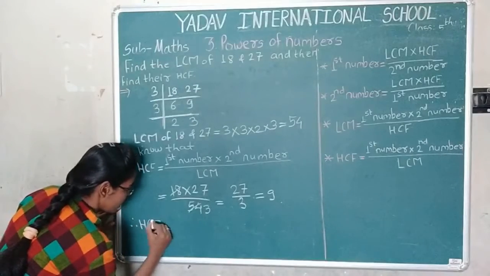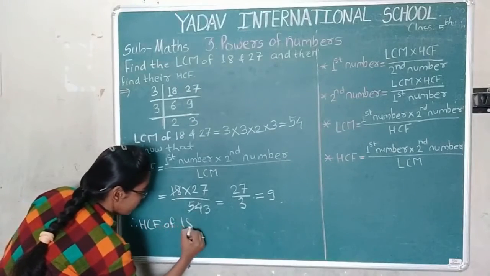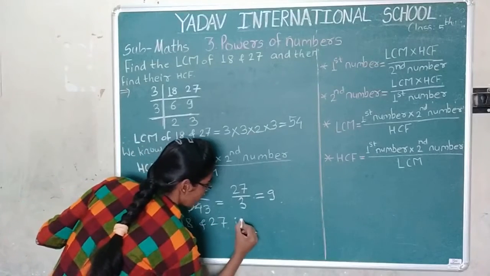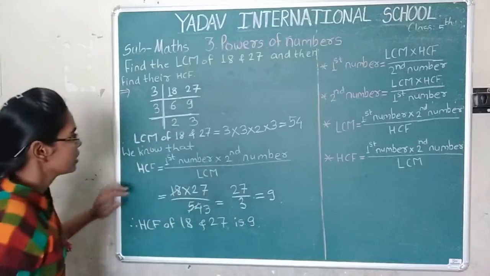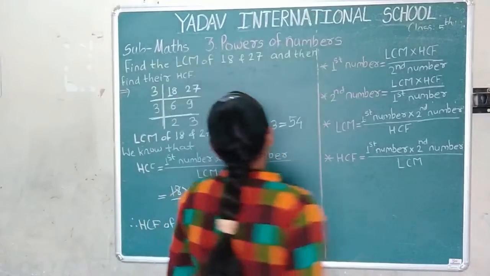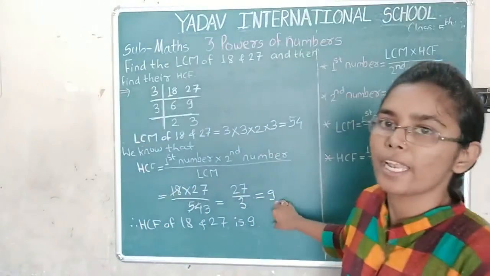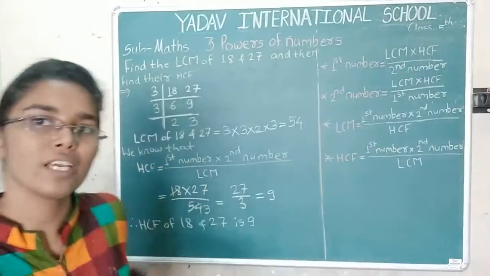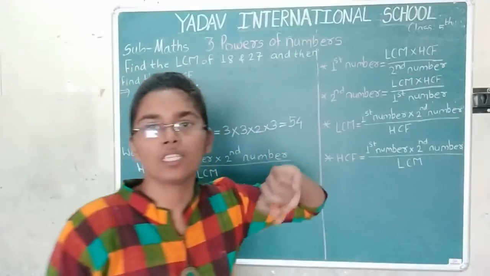Therefore the HCF of 18 and 27 is 9. Here the LCM is 54 and the HCF is 9 for 18 and 27. In this way we can use these formulas.